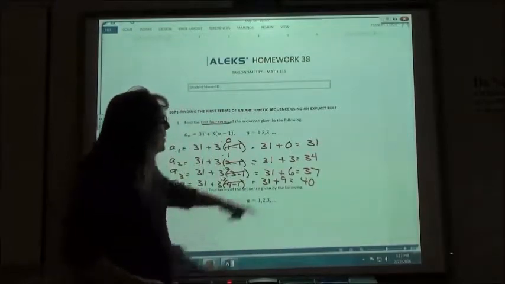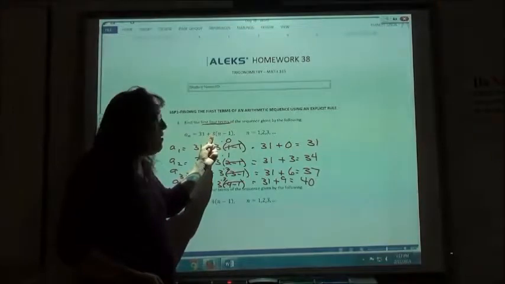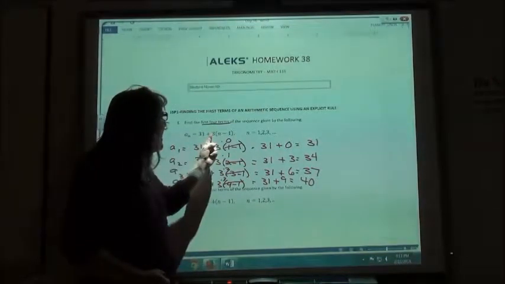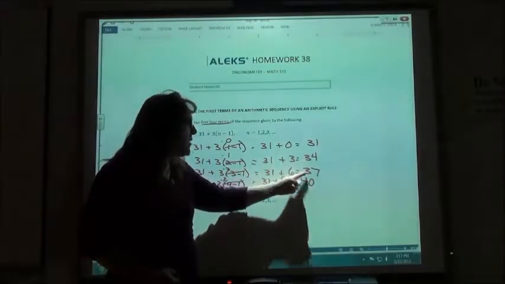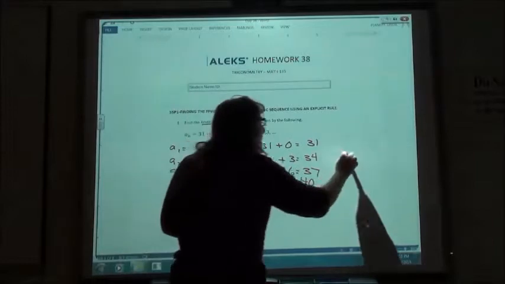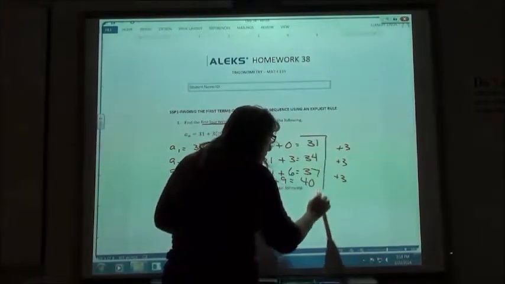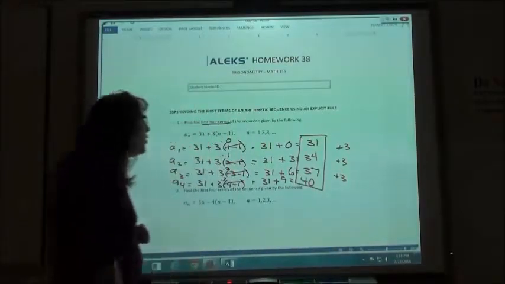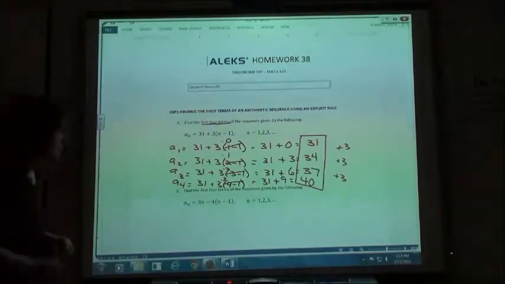You can see what happened is my starting value was the 31. The 3 here is what I'm adding each time. 31 plus 3 is 34, 34 plus 3 is 37, 37 plus 3 is 40. So each time I added 3 to get to the next term in my sequence. So first 4 terms: 31, 34, 37, and 40.